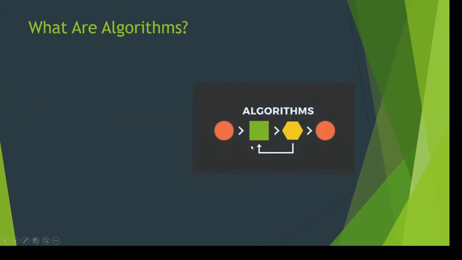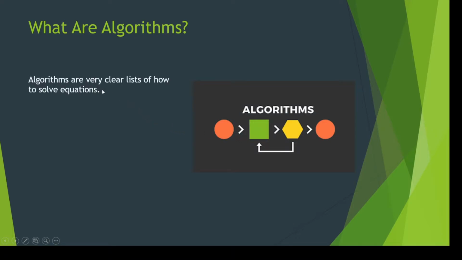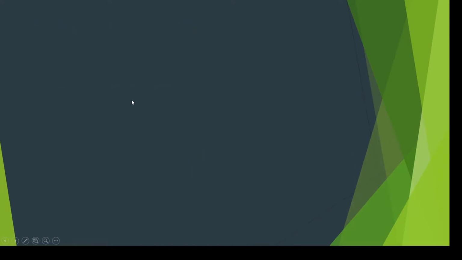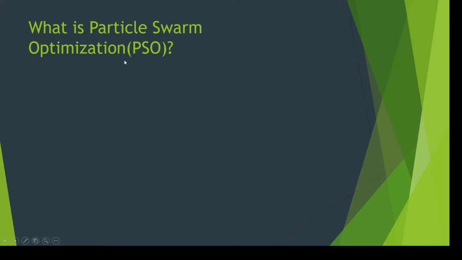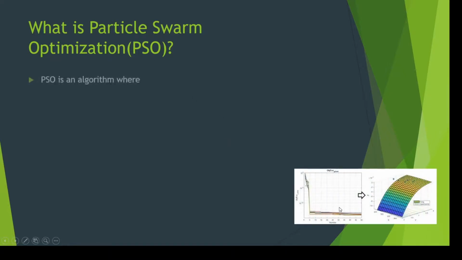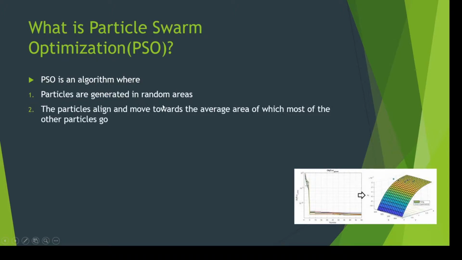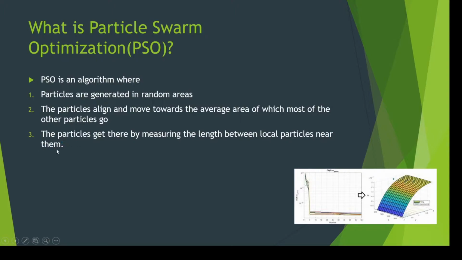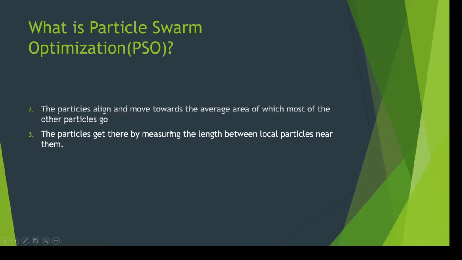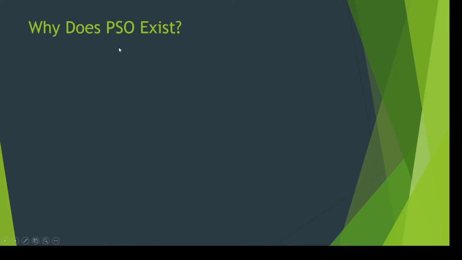Okay, what are algorithms? That's a picture of an algorithm there. Algorithms are very clear lists of how to solve equations. What is particle swarm optimization? Like, what are we talking about here? That's just a graph of it. Particle swarm optimization is an algorithm where particles are generated in random areas, and then the particles align and move towards the average area which most of the other particles go. The particles get there by measuring the length between local particles near them. That's how particle swarm optimization works.